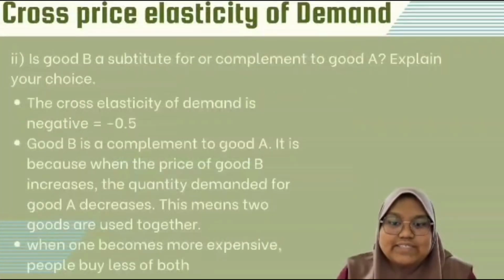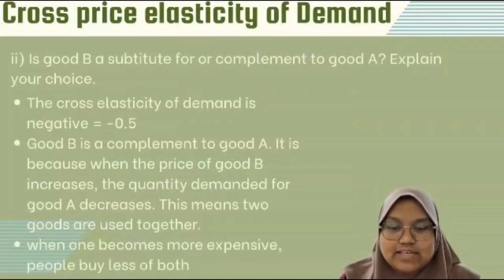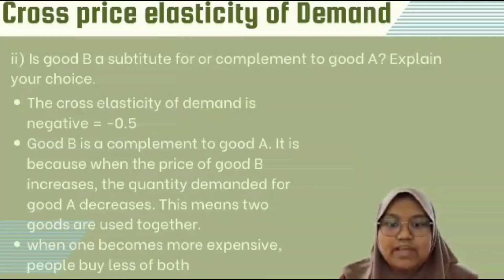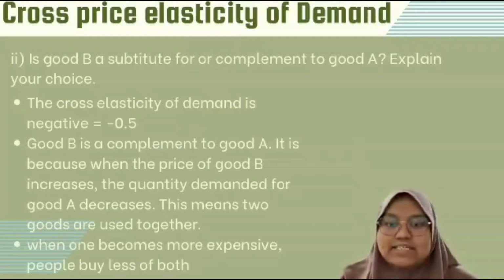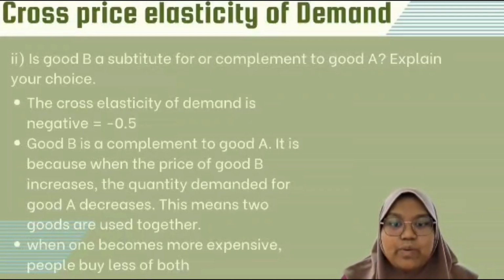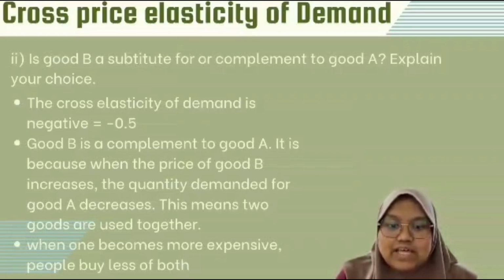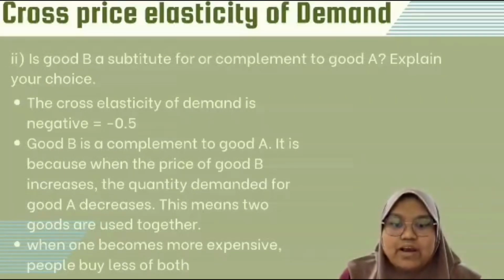So the last question is question 2. Is good B a substitute for or complement to good A? Explain your choice. So my answer is the cross elasticity of demand equals negative 0.5. Second, good B is a complement to good A. It is because when the price of good B increases, the quantity demanded for good A decreases. This means two goods are used together. When one becomes more expensive, people buy less of both.